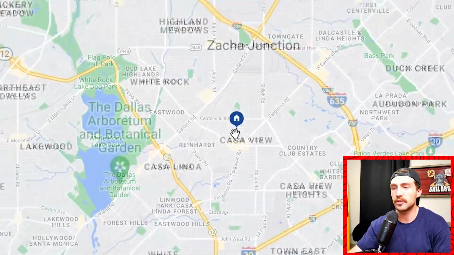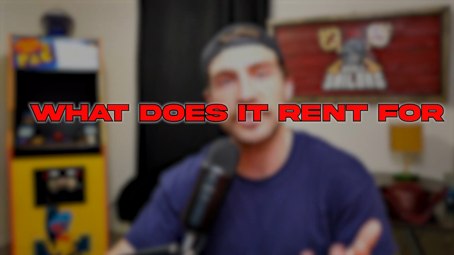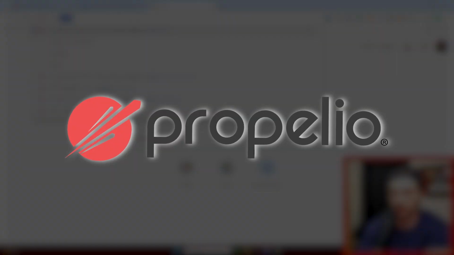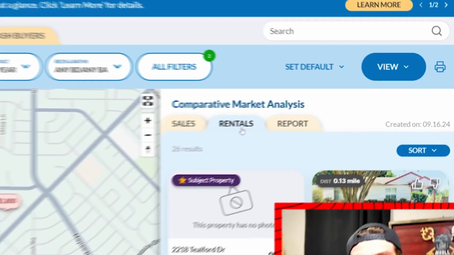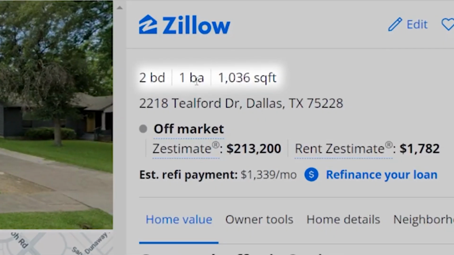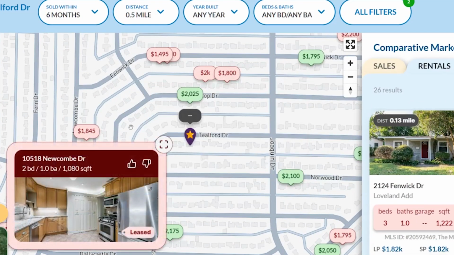So this house is in a great neighborhood in Dallas, Texas. And the first thing that we need to determine is, what does it rent for as a long-term rental? All we're gonna do is plug the address into propelio.com, copy paste, click rentals, and now we're gonna comp for rent. Our house is a 2-bedroom, 1 bath, 1,000 square feet. And similar homes are renting for $1,800, $1,850, $1,820. So I can pretty confidently say that rent is $1,800 a month.